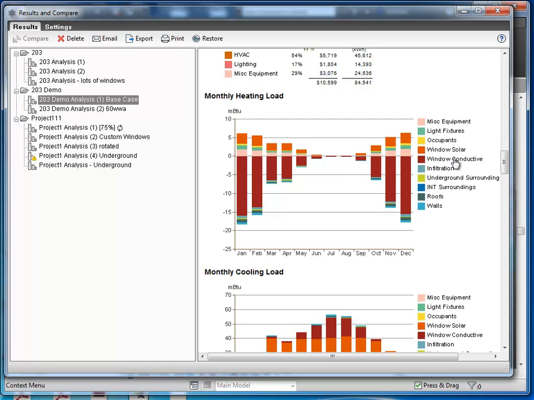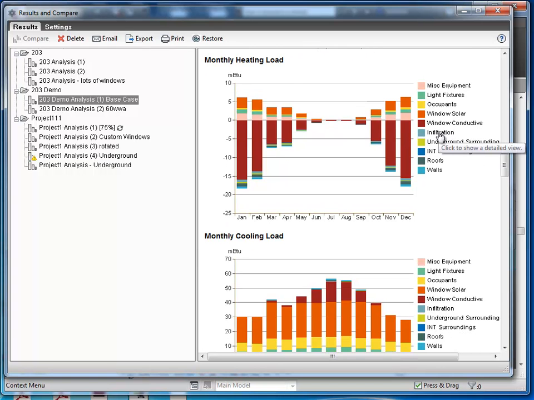And then window conductive, as you can see, in terms of the heating load, we are actually losing heat through the windows. We are losing heat through infiltration, through underground surroundings. Okay, so if you did an underground project, ideally this number would be much higher. It's not really even showing up on mine. A little bit, because you do get some heat loss through the slab. And then interior surroundings, so through my walls and my roof and my walls, okay?